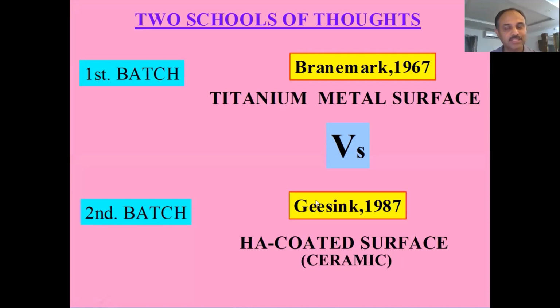One is the Branemark system, where pure titanium, commercially pure titanium, is being used, and the other one is a hydroxyapatite coated surface, which was proposed by Geesink in 1987. But of late, the hydroxyapatite tends to peel off from the implant interface. So this has certain disadvantages.